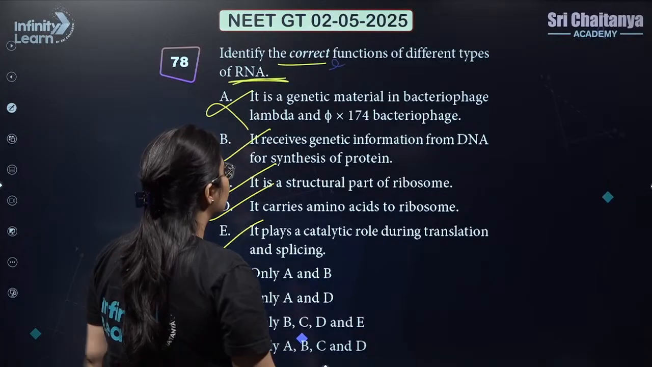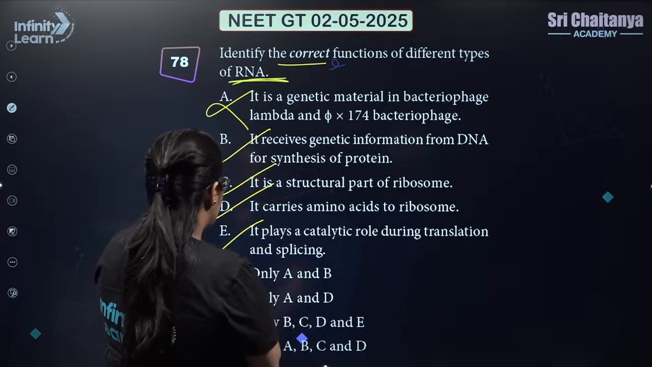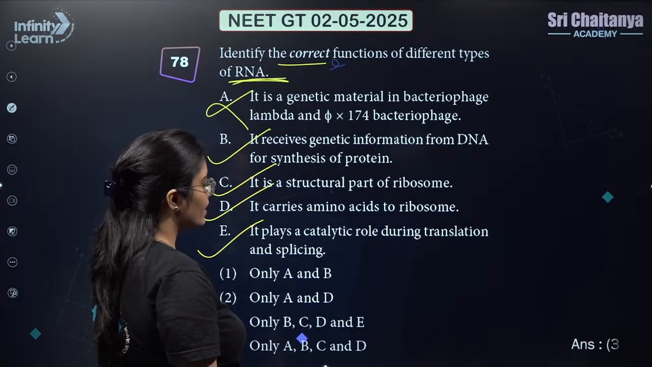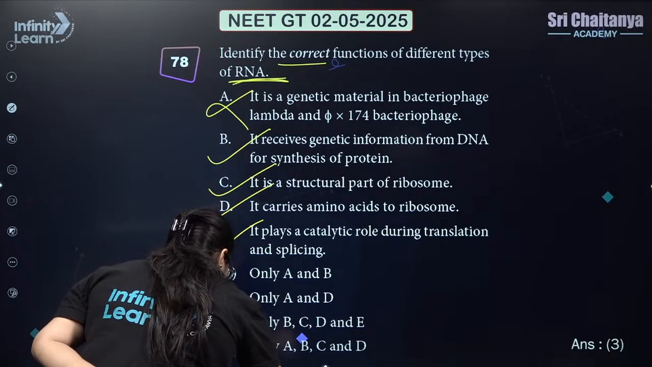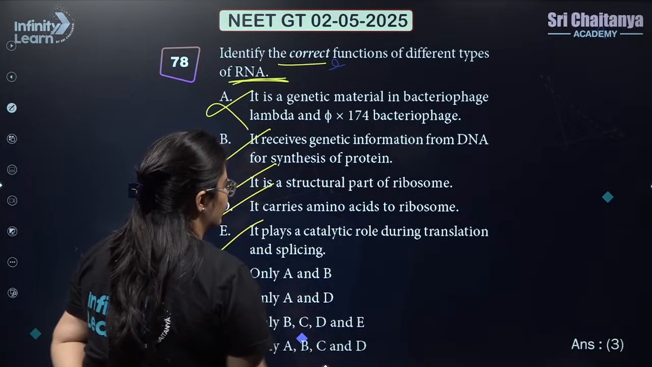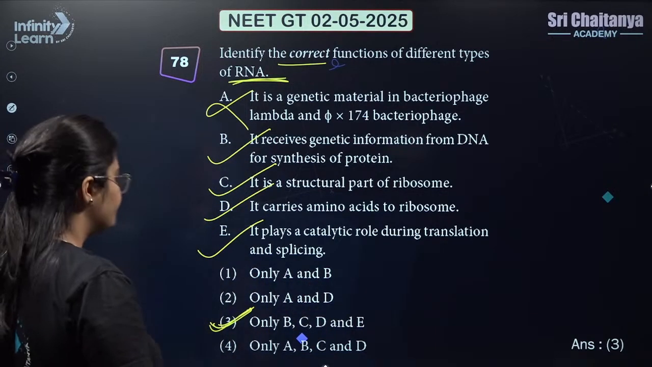We are asking about the correct function of different types of RNA. So if you see over here, only B, C, D and E are correct. So your correct answer is 3. Only B, C, D and E are correct. Correct answer is 3, guys.